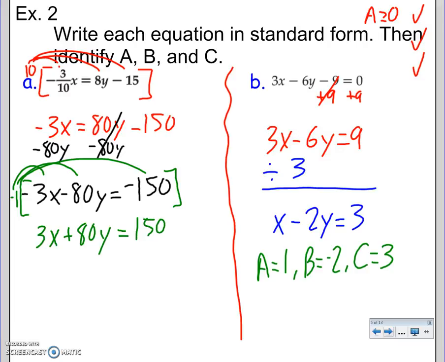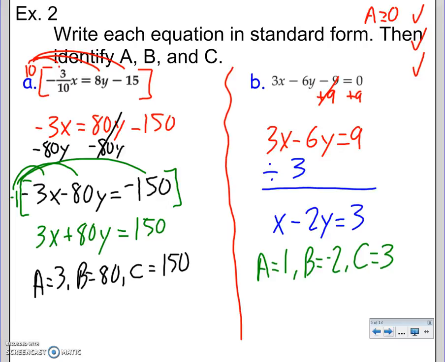Now actually there's one more thing, I need to make sure there's no GCF. I can't divide 3, 80, and 150 by anything. So that's my answer. A is in front of x, which is 3. B is in front of y, which is 80. C is by itself, which is 150.